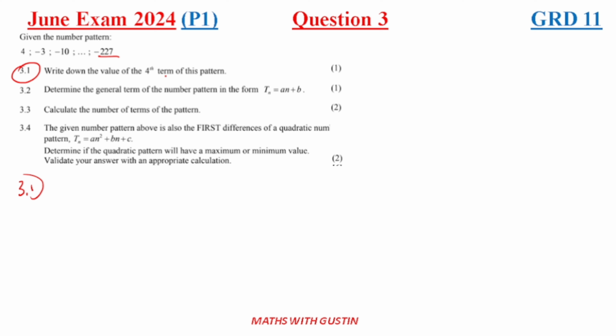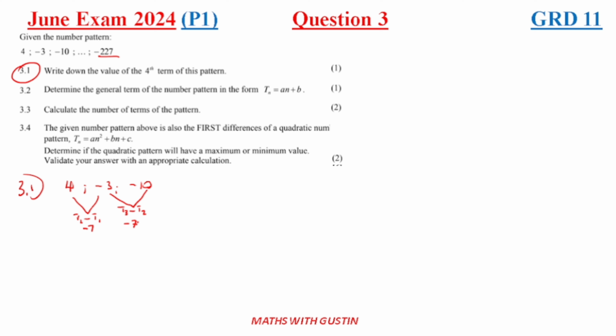All right, the first question here, 3.1, says write down the value of the fourth term of this pattern. So let's take the pattern here, and then we need to find out if this pattern is arithmetic or geometric. Okay, so we're going to say T2 minus T1, which gives us -7. Therefore we say T3 minus T2.